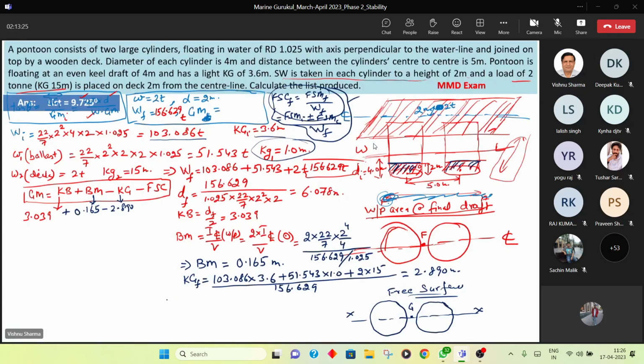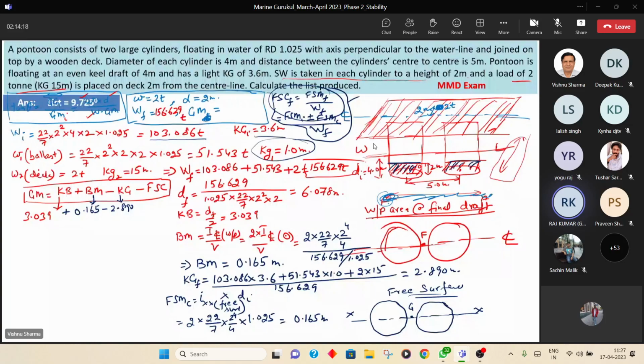Now, FSM caused will be equal to I about XX of the free surface into DI. Very good. This will be equal to two circles, so 2 into 22 by 7, same formula again, 22 by 7 into 2 raised to power 4 divided by 4. Pi r to the 4 by 4 is for one because it is again about a diameter, and into DI. DI is 1.025, and when you solve it, it will take you back to 0.165 meters. Just see and let me know if there is any concern.